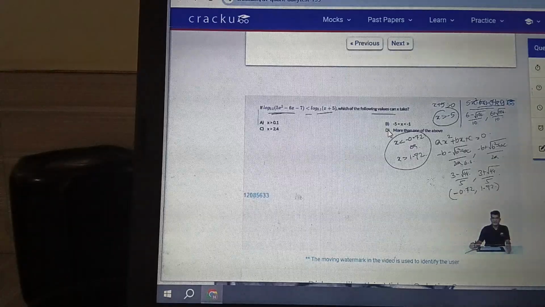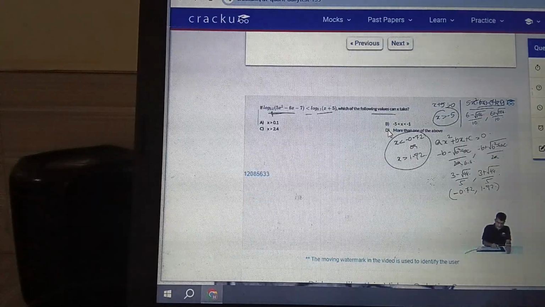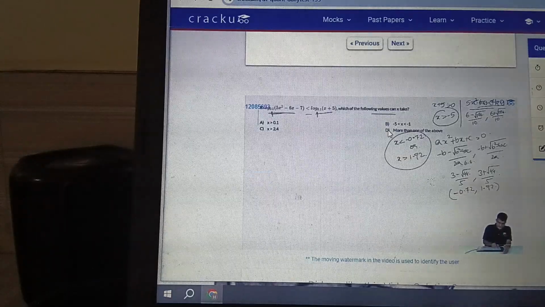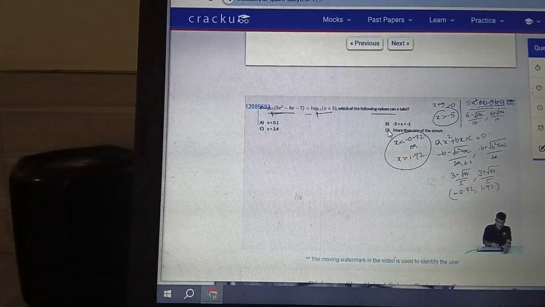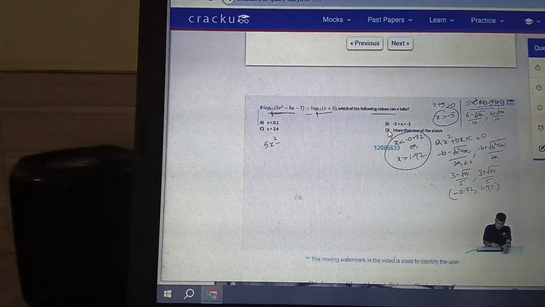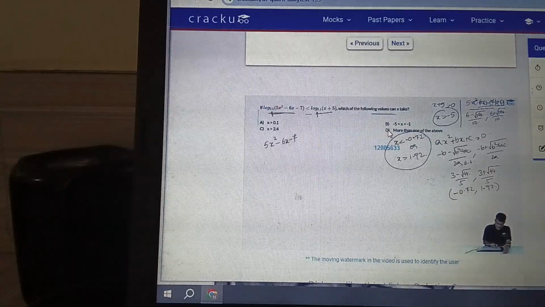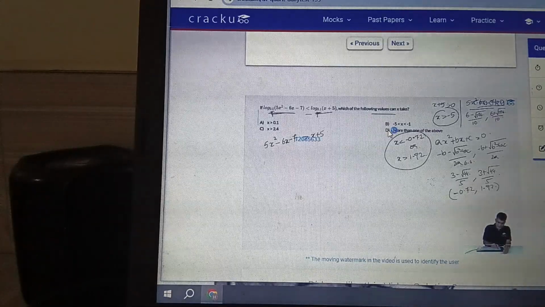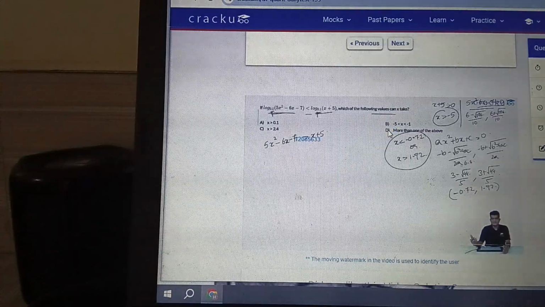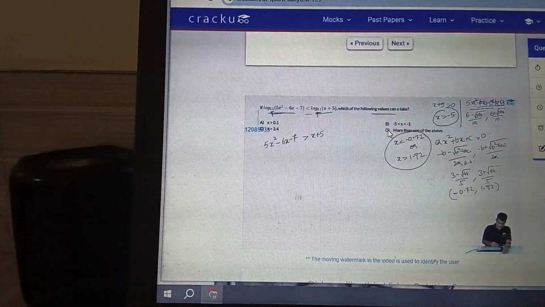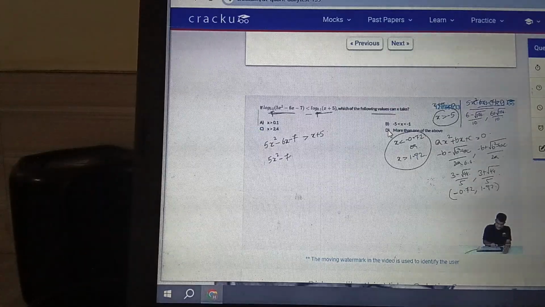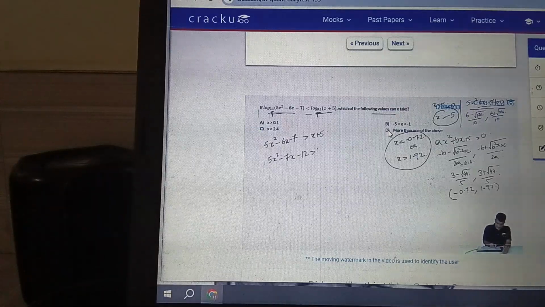But for this inequality to be true, because the base is 0.1 which is less than 1, if you are removing the logarithm, the sign of the inequality will change. So this would imply that 5x square minus 6x minus 7 should be greater than x plus 5. Because again, as we have discussed, the base is less than 1. So this would imply that 5x square minus 7x minus 12 has to be greater than 0.